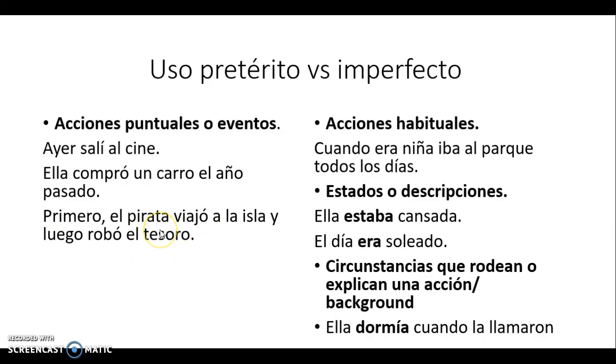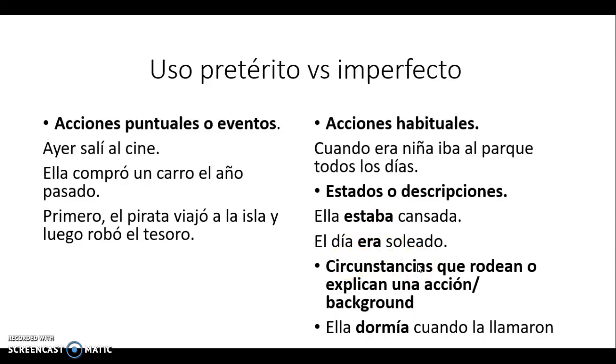So, like the sequence. Acciones habituales. So when I was a child, when I was a girl, I used to go to the park every single day. So esto es una acción habitual en el pasado. Cuando era niña, iba al parque todos los días. So I use imperfect. Estados o descripciones. When I am going to describe people in the past, or like mood. Ella estaba cansada, el día era soleado.